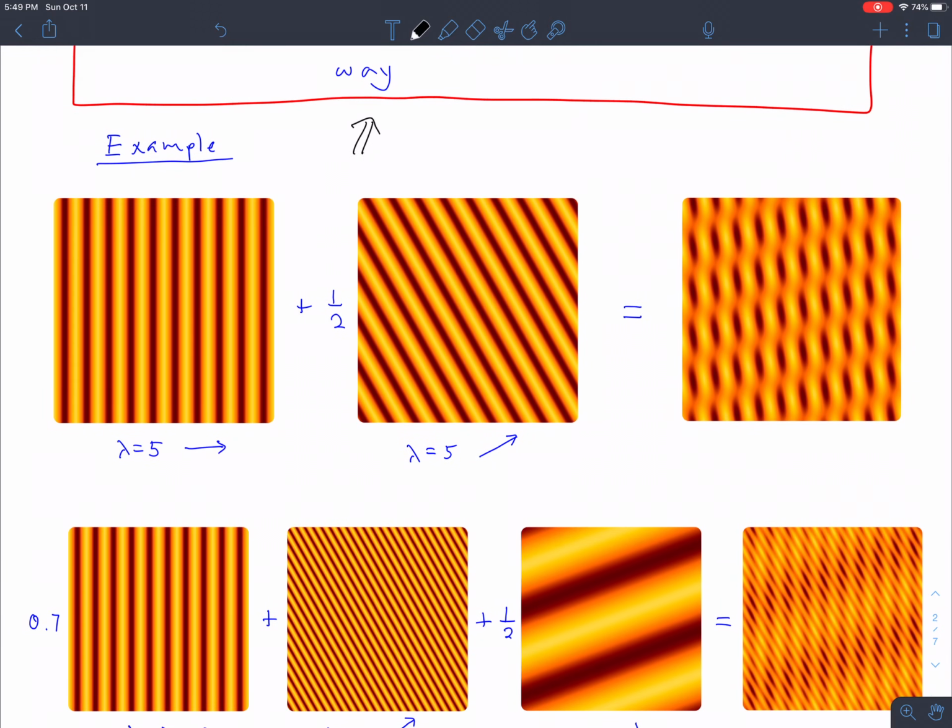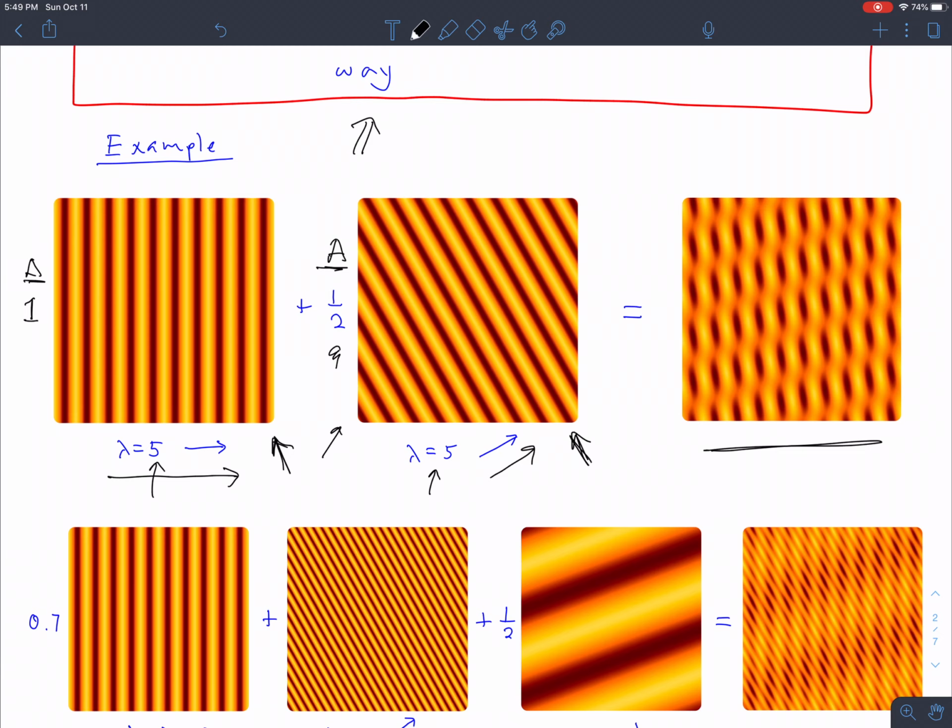Here's a case where we have one wave that's traveling in the x direction. It's got a wavelength of 5, and an amplitude of 1. We add to it a second wave with an amplitude of a half. It's also got the same wavelength, but it's traveling in a different direction. And if you superimpose those two, a full load of this one plus a half of this one, you get a pattern that looks like this.